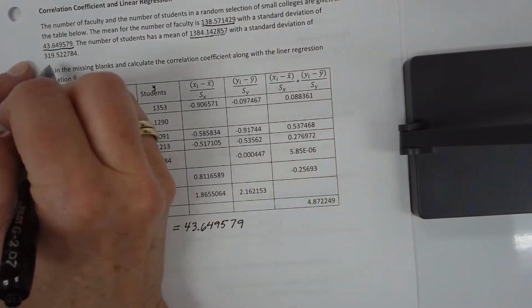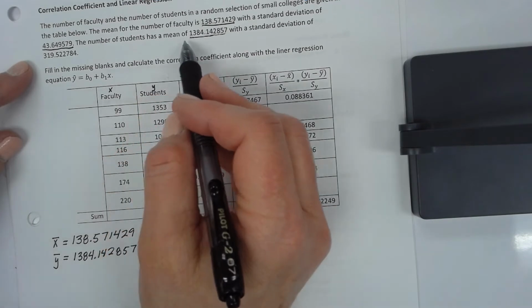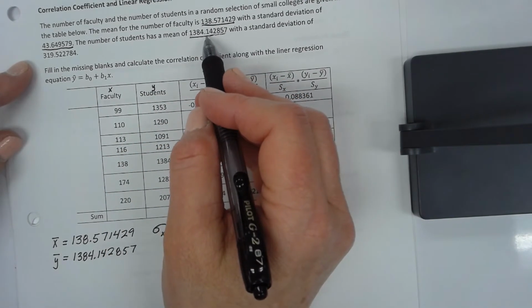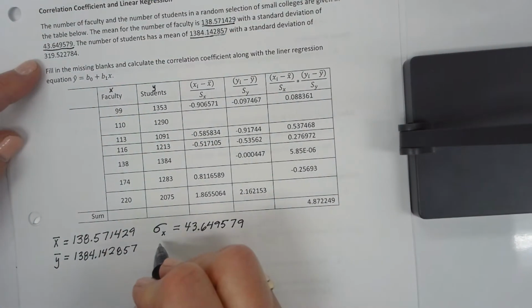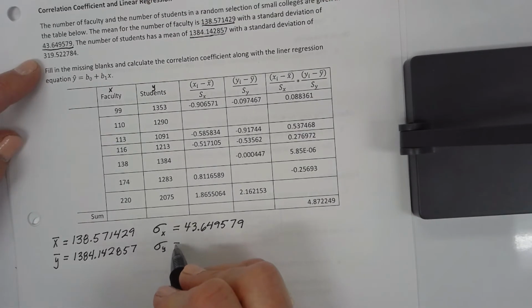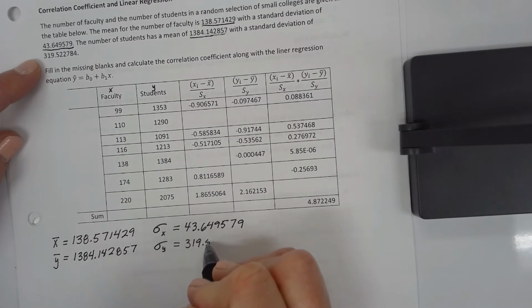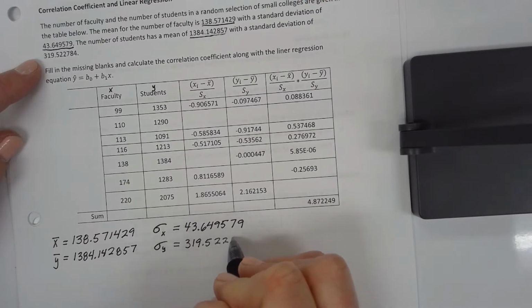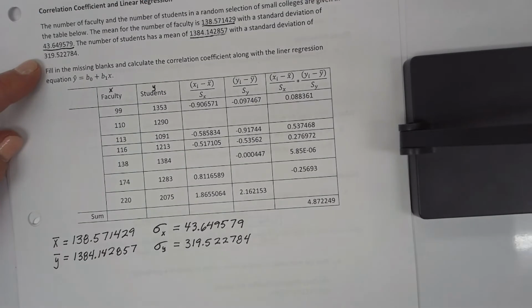Okay, and then the next number is the standard deviation of Y, because it says the number of students, which we called Y, has a mean of 1,384 and a standard deviation of 319. So it's going to be sigma with a lowercase y there. Okay, so the standard deviation of Y is 319.522784.